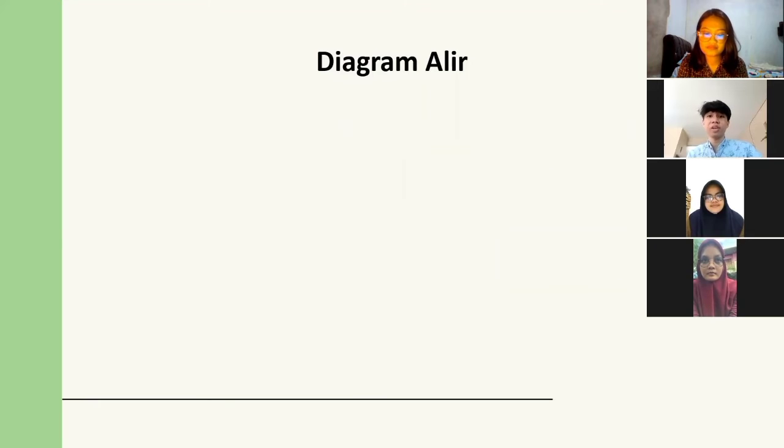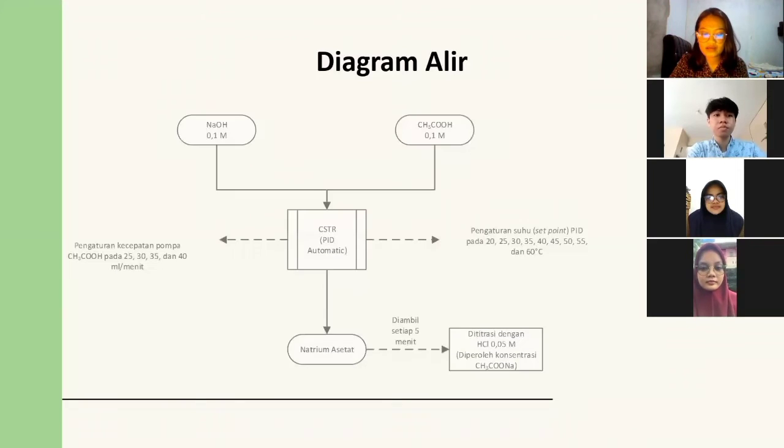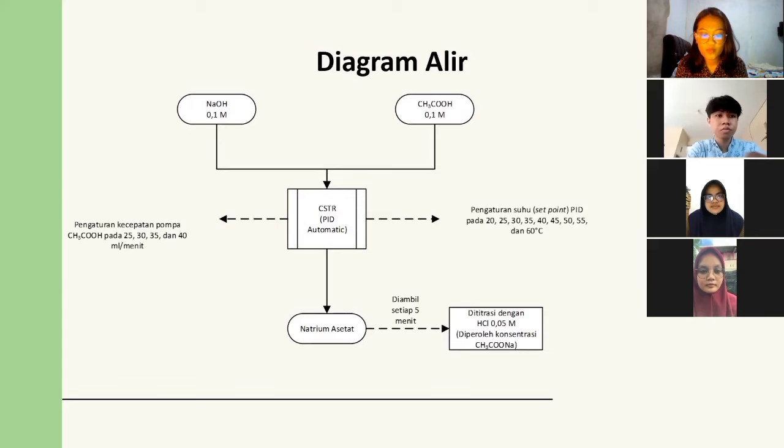Now I give it to Anggita Jolimesia Ekarima to explain the flow diagram of the research. Okay, thank you for the opportunity. 0.1 mole sodium hydroxide and 0.1 mole ethyl acetate were prepared. The reagent bottles were filled with each solution carefully until the volume of the bottle was 50 milliliters from the top of the reagent bottle.